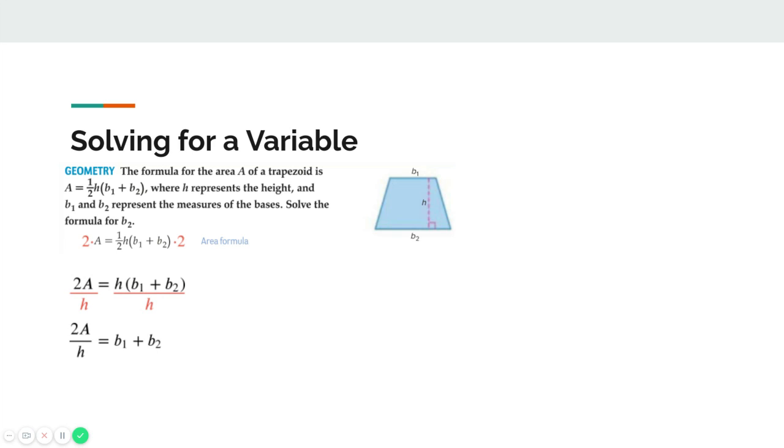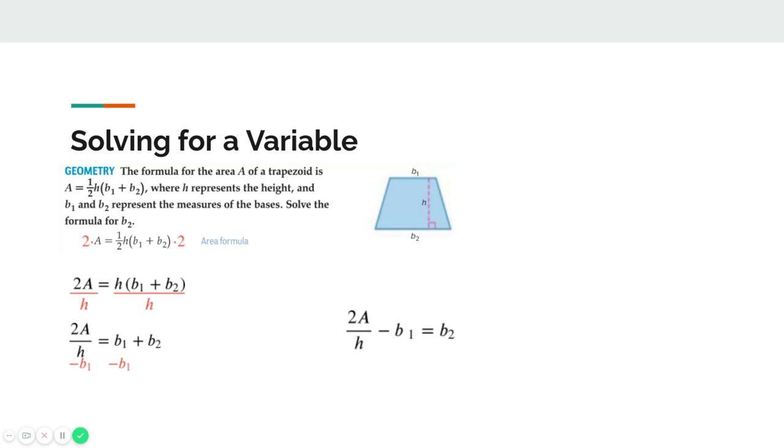Now, we want to get b2 by itself. We've got to get rid of b1. Pretend b1 is just a random number, say 1. If I want to get rid of a 1, I would have to subtract both sides by 1. So here, we're going to subtract away the b1. Once you simplify, we will have 2a over h minus b1 equal to b2.